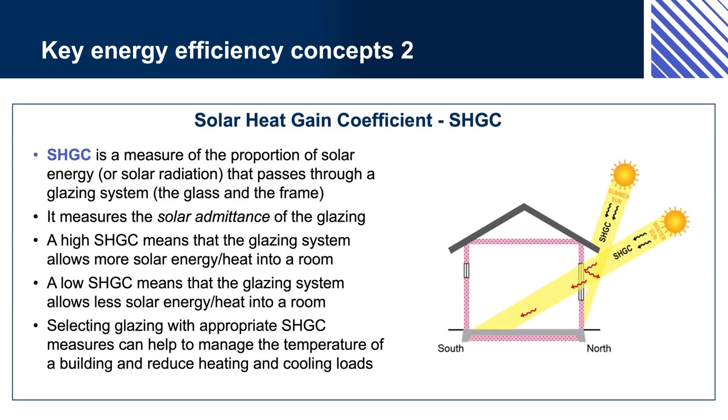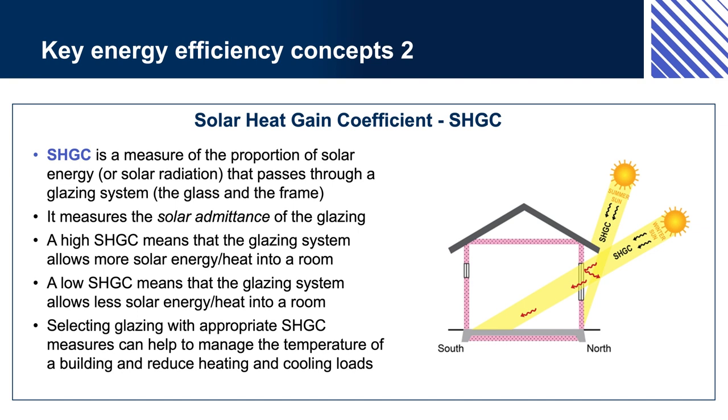Glazing SHGC, total solar heat gain coefficient. SHGC and total SHGC are defined terms in the NCC. SHGC is a measure of the proportion of solar energy, or radiation, that passes through a glazing system, which includes the glass and the frame. In other words, it measures the solar heat gain through the glazing system. It is a measure of the glazing's solar transmittance. It is expressed as a number between 0 and 1.